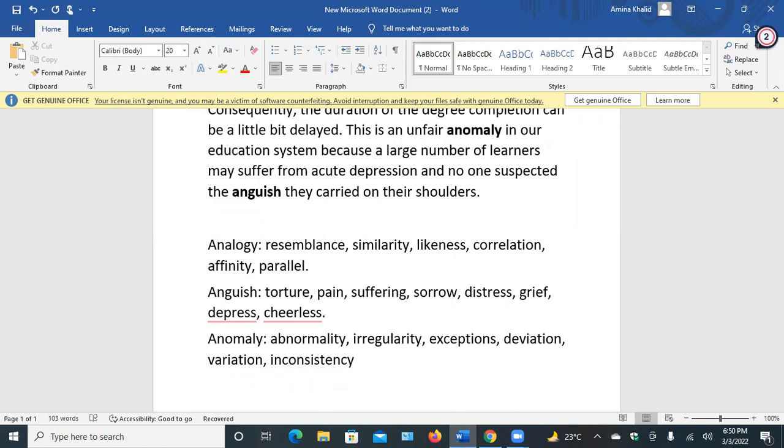The last word is approbation. It means approval, acceptance, endorsement. It means support, recognition. It means encouragement.